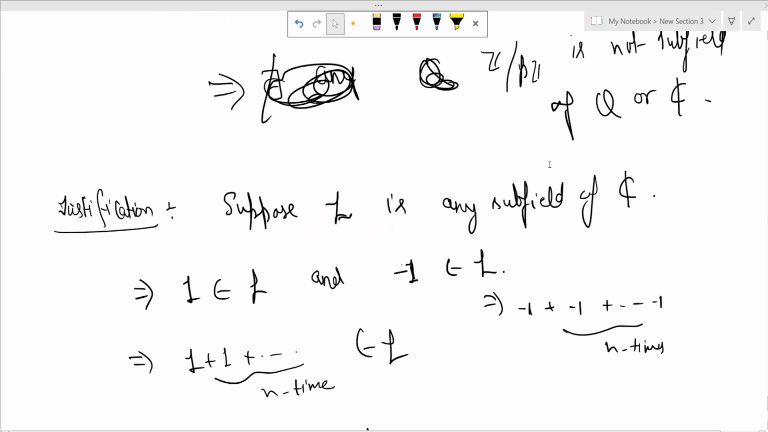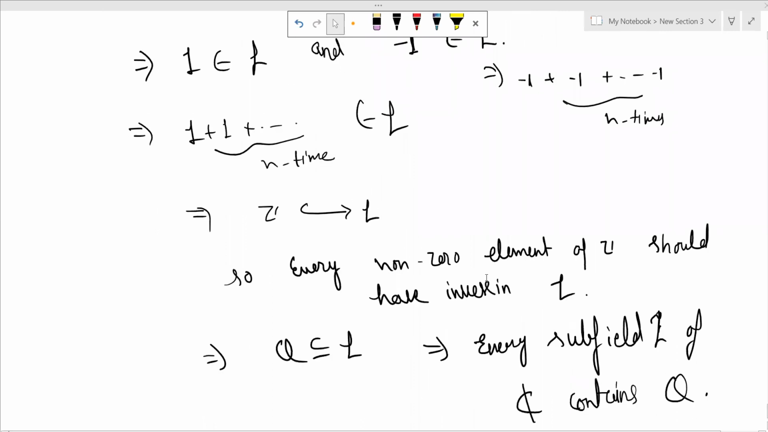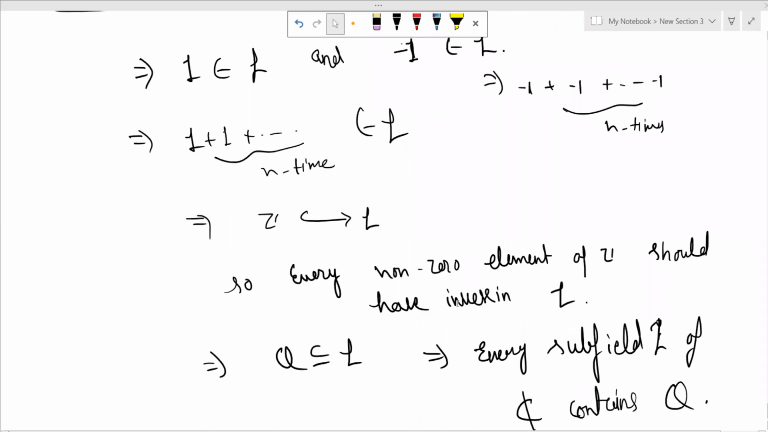L is any subfield of C. So 1 is in L and minus 1 is in L, therefore you have both positive and negative integers, including 0, in L. So if L is a field, all multiplicative inverses of non-zero elements should be there. So Q should be in L. So you have taken the inclusion map. What can you say about the inclusion map?